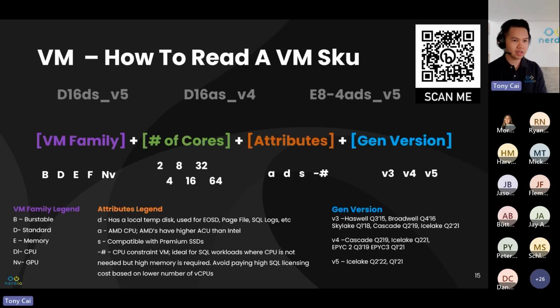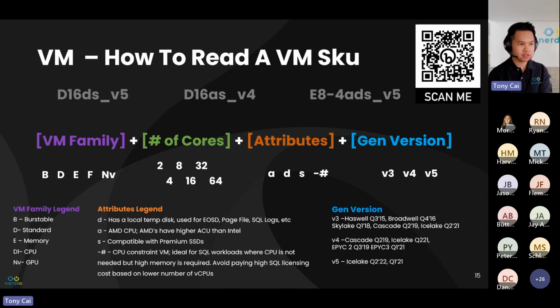So here's kind of how you read a VM SKU. If you look at the top 3 VMs I give you as an example, a lot of people look at that and go, I don't really know what it means or which ones to pick. This is kind of the cheat sheet to help you understand that. So the first letter inside of a SKU refers to the family. With the family, you can understand the properties of that VM. So we talked about the Bs, the Ds, the Es, the Fs, or the DLs, and the NVs.